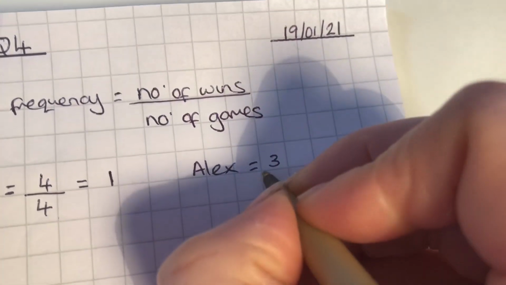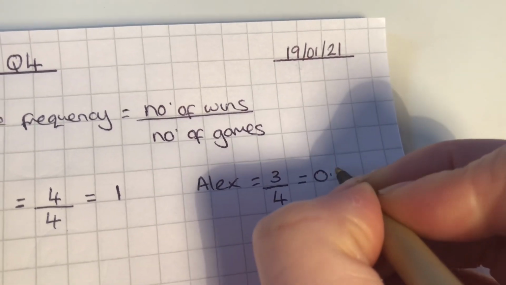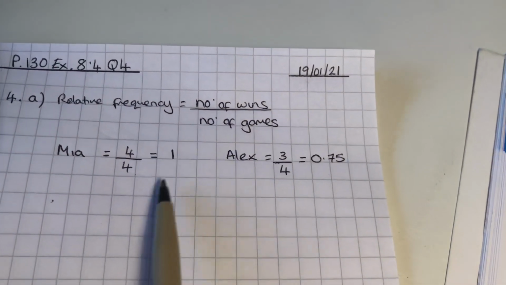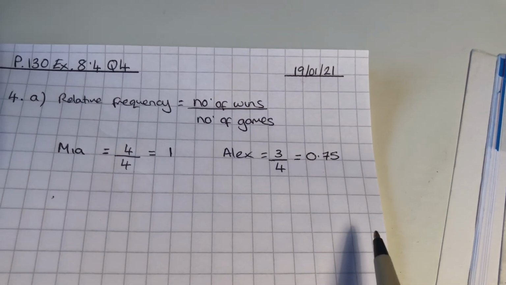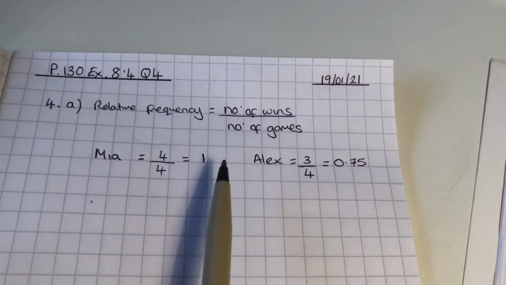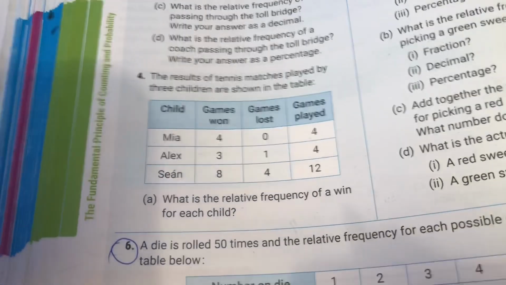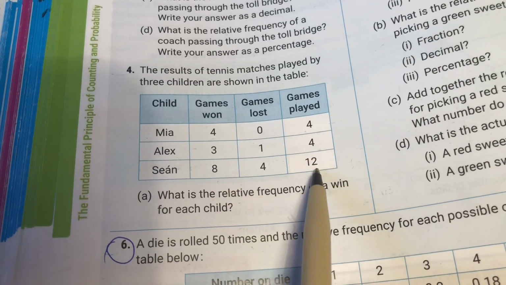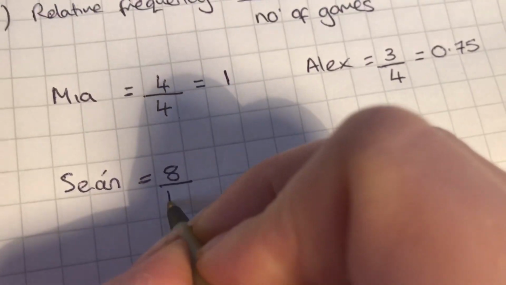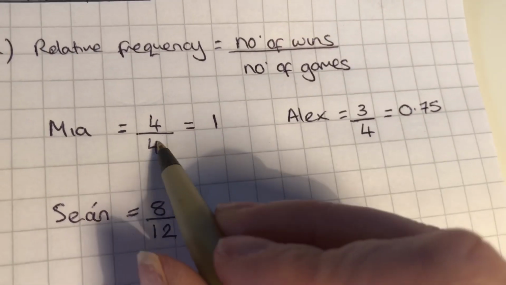So 3 out of 4, 3/4, which is 0.75. Now we know that probability is absolutely perfectly acceptable as a fraction, a decimal, or a percentage. But when we look at relative frequency, it is most common that answers would be given as a decimal. Okay, let's look at Sean. So he won 8 out of 12 games. So more trials for Sean. So his estimated probability will be a little bit more accurate than Mia's and Alex's, who only had 4 trials.